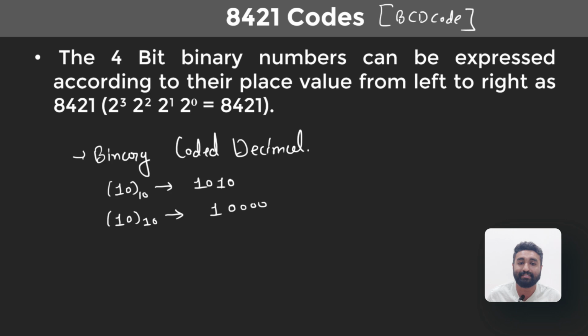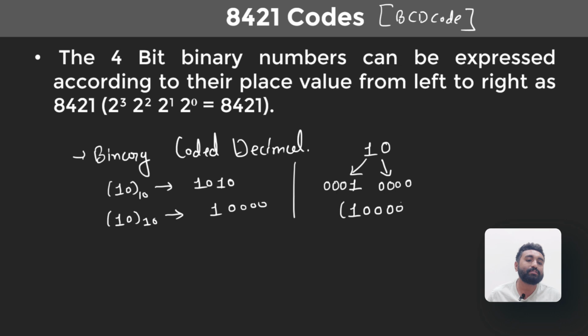So how is this working? In BCD, each and every digit gets a 4-bit binary separately. If I have 1 and 0, I represent 1 with 4 bits. What is the binary of 1? It is 0001. For 0 also I need to write the 4-bit equivalent binary. What is the binary of 0? That is 0000, and that is how your BCD of 10 is 0001 0000. So this is the BCD.